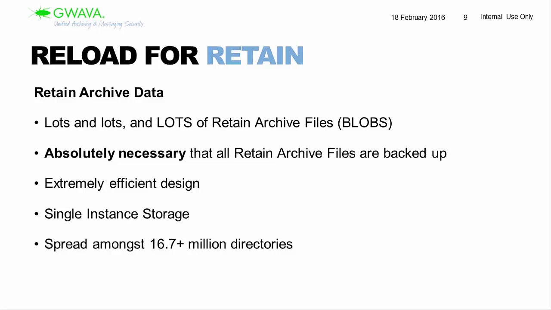Retain has an extremely efficient design in the sense that it has single instance storage, which is extremely powerful when it comes to disk space. But these blob files that it stores are spread amongst 16.7 million directories, which is actually a good design because it makes Retain very much future-proof. You're not going to have hundreds of thousands of files in one directory, which can be very problematic for various reasons. Those of you familiar with servers understand that. It knows it has to scale to the billions, and so it spreads its data amongst 16.7 million directories. That's a very good design, future-proof, well-architected, and very powerful.